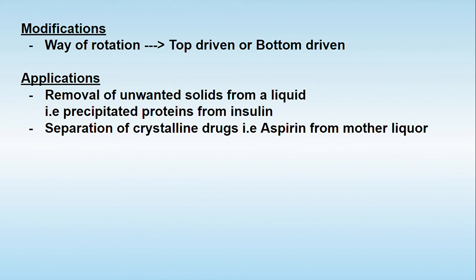For example, insulin is a widely used peptide hormone in the treatment of diabetes, and when we are preparing insulin, we have to remove the other proteins which have been precipitated. The insulin is present in the liquid form, and the other precipitated proteins we can remove by this method. It is also used for the separation of crystalline drugs, for example if you are crystallizing aspirin from the mother liquor. After the crystallization, if we want to separate the aspirin, we can use this particular technique also.